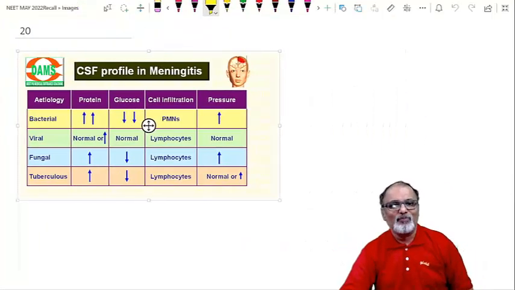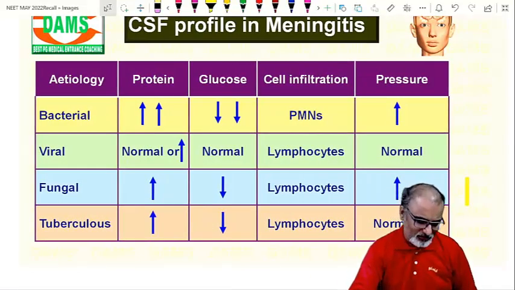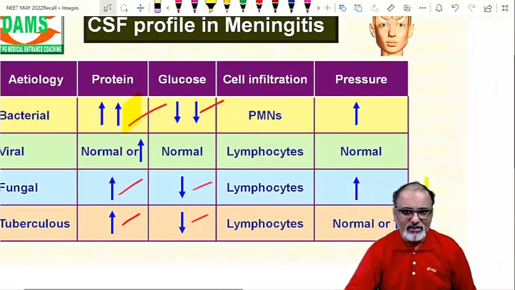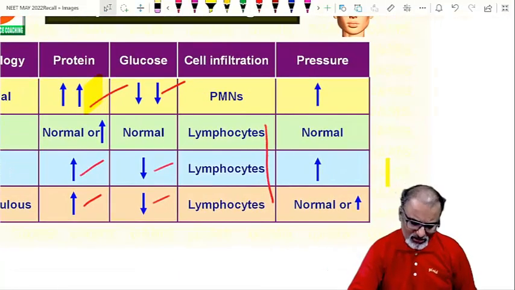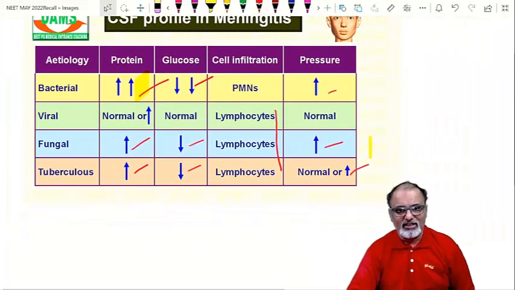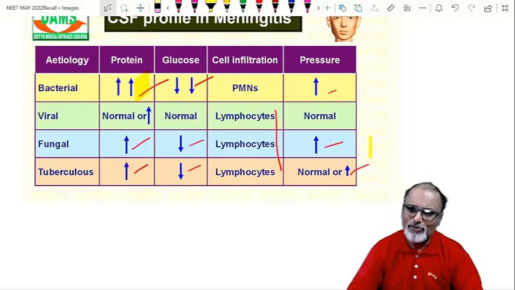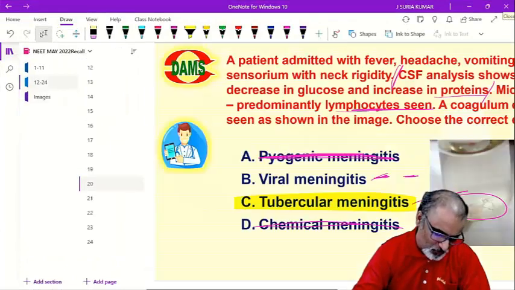Remember the table? Yeah. So in bacterial, proteins are high. Fungal is a little high, glucose slightly reduced in fungal, and here all lymphocytes, pressure a little bit increased, tuberculous normal or increased. So if they gave fungal meningitis, that may be a little tough competition for you. But the cobweb coagulum, 100% go for tuberculous meningitis.